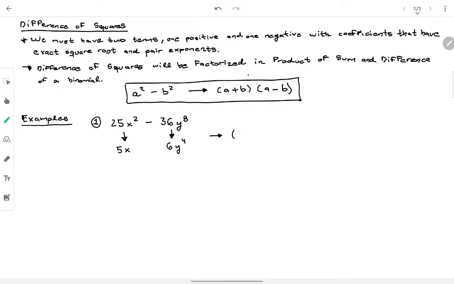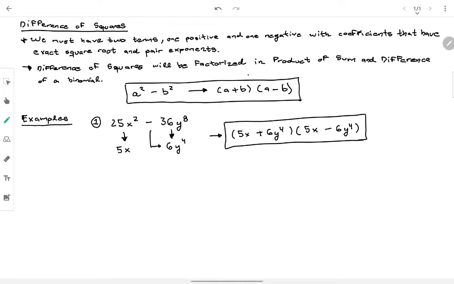Remember, the one that is positive will be positive on both parentheses. The one that is negative is going to be positive on the first parenthesis, negative on the second parenthesis, and in this case we need to check if it's correctly ordered. It's correctly ordered because we have first x then y, and on the second parenthesis also first x then y. So this is the actual correct answer for this specific first exercise. So let's see another exercise.